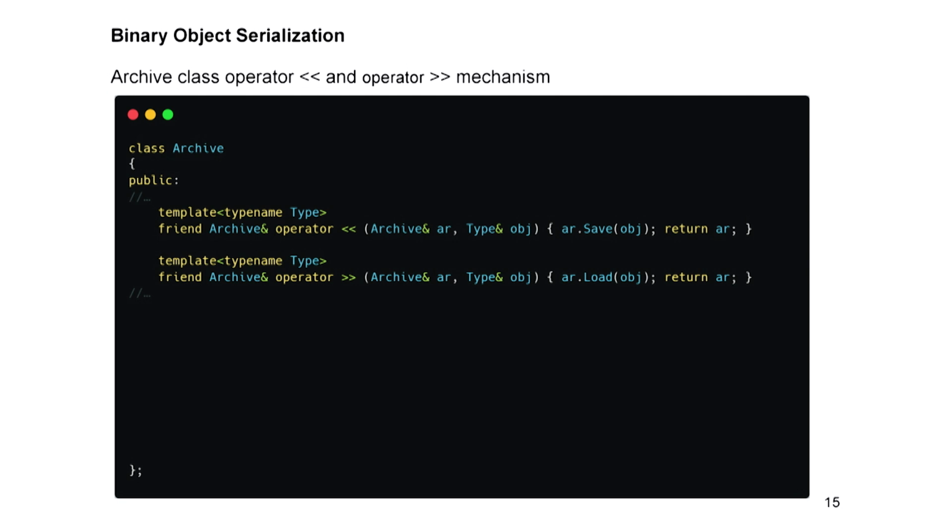So here's the core of the archive object. Basically you just have a friend operator of the shift in, shift out, and all that you need to do is turn around and tell it to save. You're all done. That's it. We can go now, right? No.